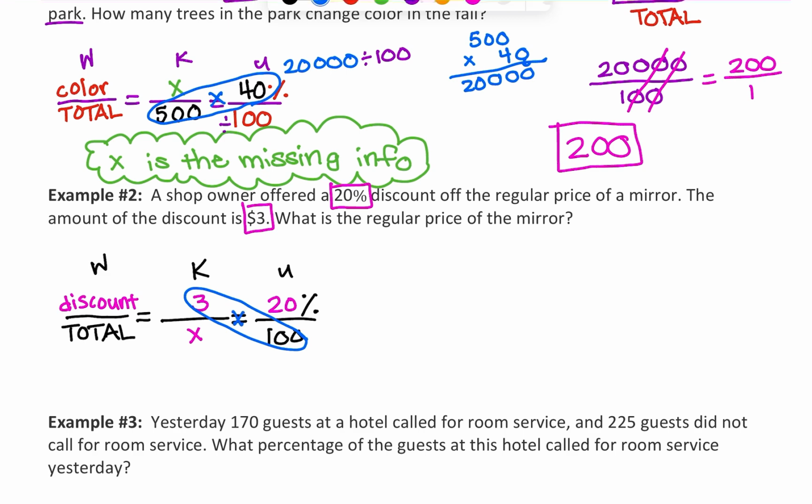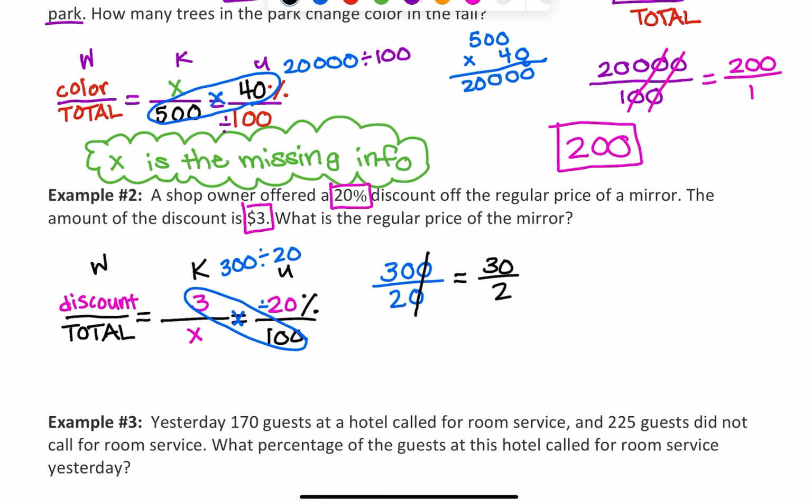So 3 times 100 is 300. Okay, I can do that one in my head. And then the number that's left over is 20. So we are dividing by 20. Okay, and let's write that like a fraction. And I can get rid of matching zeros again, so that's always nice. So I'm left with 30 over 2, which means 30 divided by 2, which is 15. Okay, I can do that one in my head. So let's see if that makes sense.